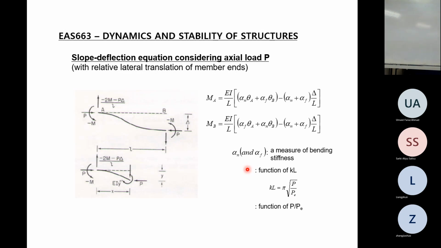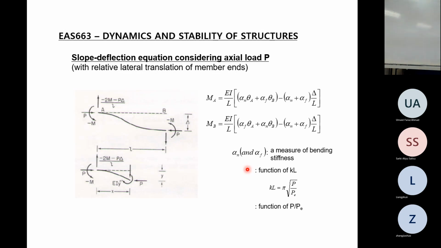And remember, it is a function of KL. KL can be rewritten as pi multiplied by the square root of P over P Euler, or P over P critical. That's why this is a function of P over P Euler. So when we solve using this, we will first determine KL, then from there we can determine what is P critical.